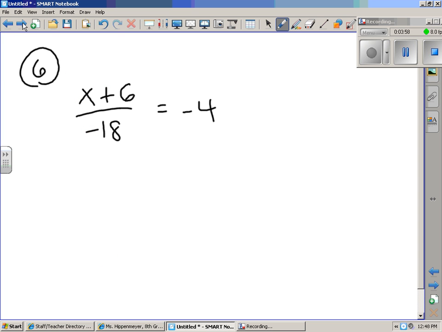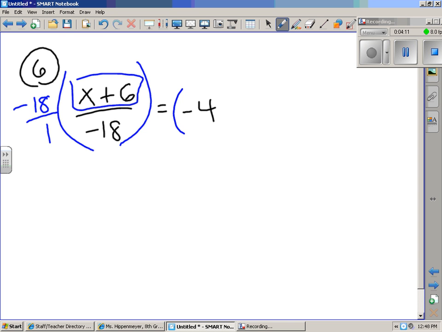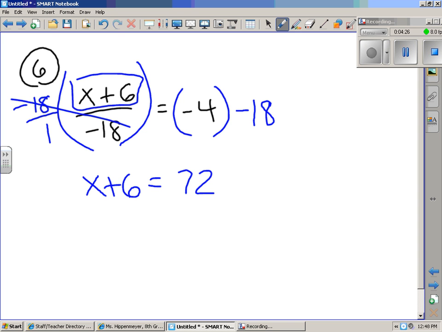X plus 6 is being divided by a negative 18. Now remember in class I taught you to put a box around the x plus 6. We need to get rid of this negative 18. Since x plus 6 is divided by negative 18, the inverse operation is multiplication. We're going to multiply both sides by negative 18 to maintain equality. So we're going to be left with x plus 6 on the left side. On the right side, we take negative 18 times a negative 4, and we get a positive 72.